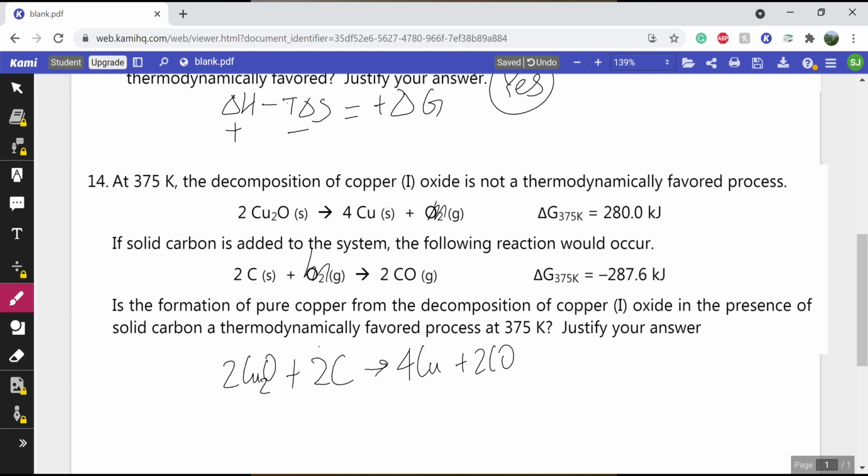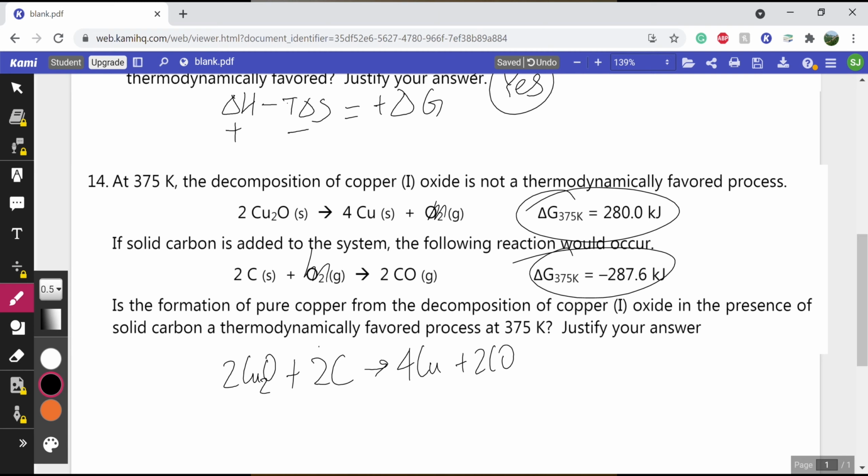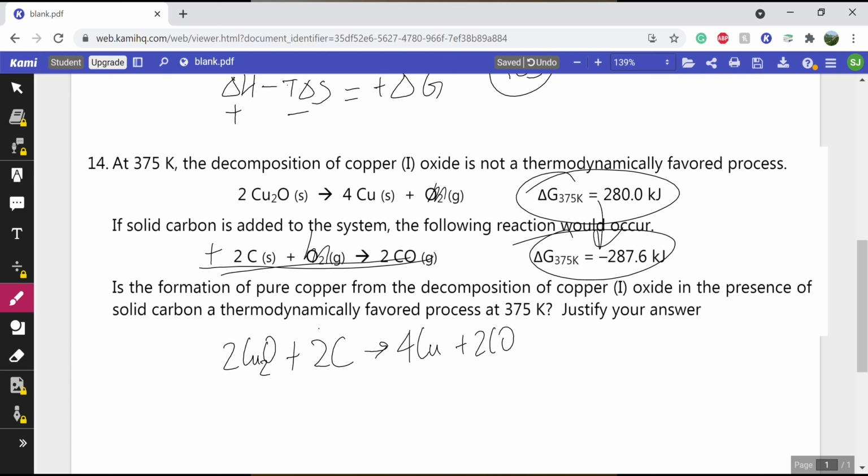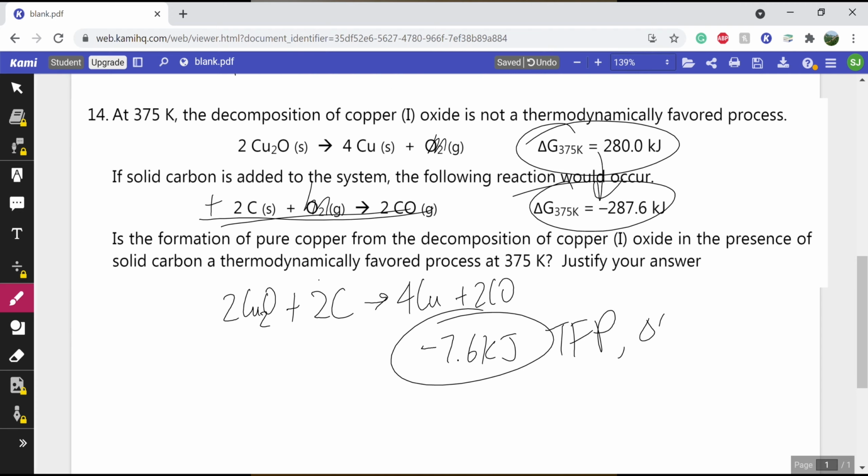Now to calculate if this is thermodynamically favorable at 375 K, we just have to add the two together, since that's all we did. We didn't do anything to the reaction itself, so we simply added them together, and we do the same for delta G. This is something like Hess's law, which we learned earlier. Now that we added them together, one is going to be 280, one is negative 287, so the answer will be negative 7.6 kilojoules. Since the answer is negative, it will be thermodynamically favorable, and the main reason is because delta G is negative.